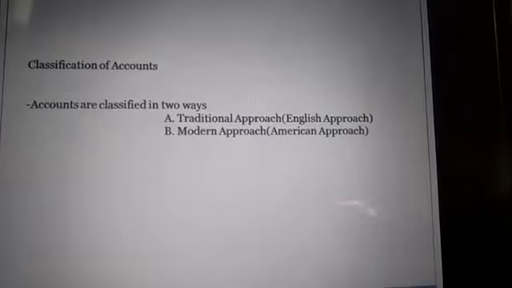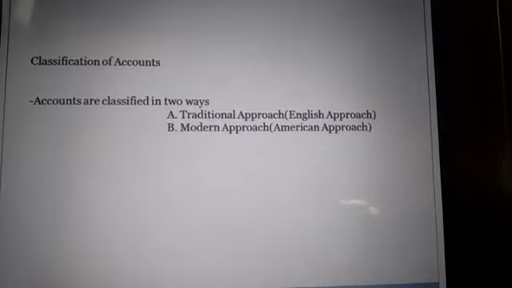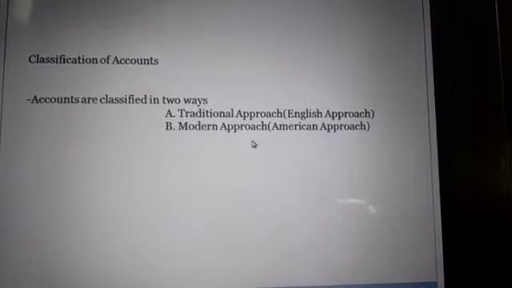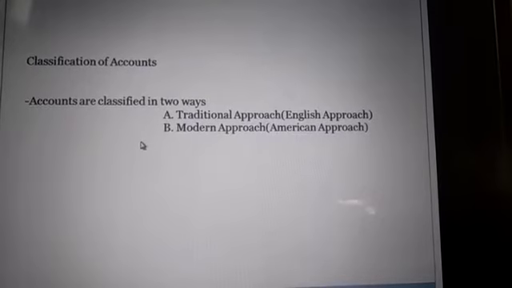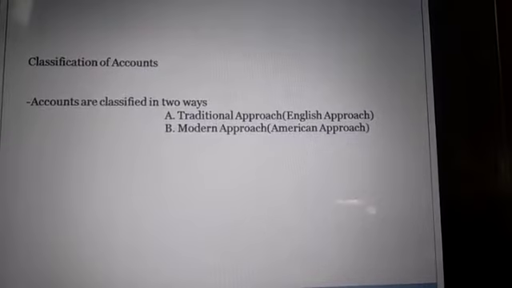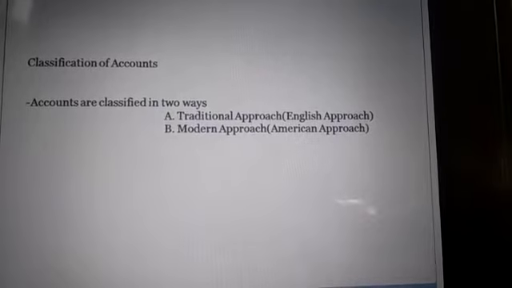Here is the classification of accounts. Accounts are classified in two ways. We can present our accounts in two ways. First is the traditional approach, which can be called the English approach, and second is the modern approach. In this first part, we will only discuss the traditional approach. Okay, let's go through the traditional approach. What is given in the traditional approach?